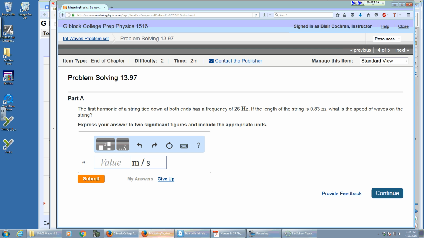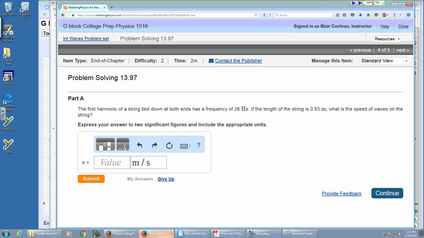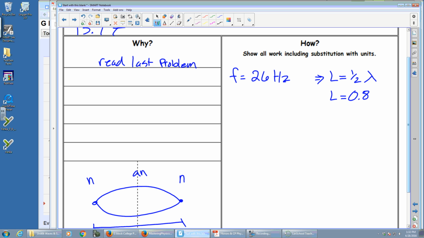So I'm being lazy, saying, tell me, read the last problem. And length of the string is this. Do we know the frequency? 26. We know that L equals half lambda. We know L. 0.83 meters. Look, Jacob, we're working in meters. And we know that the speed is lambda f again.